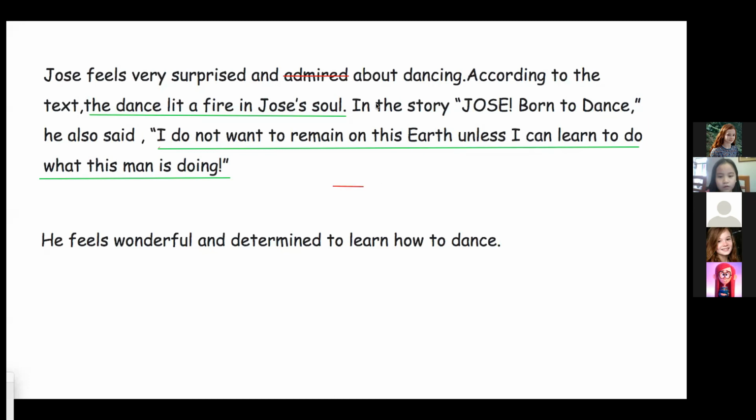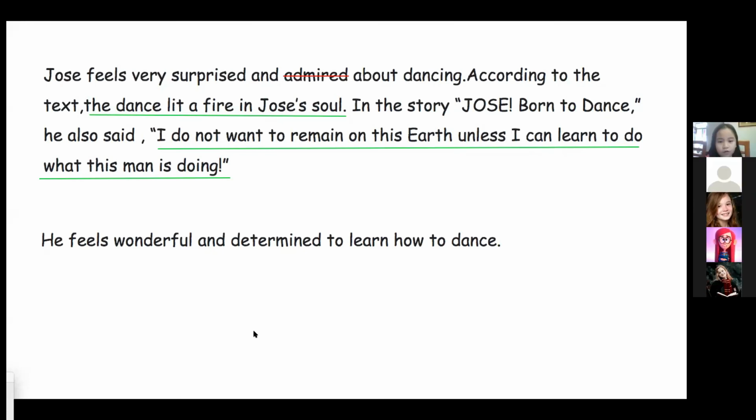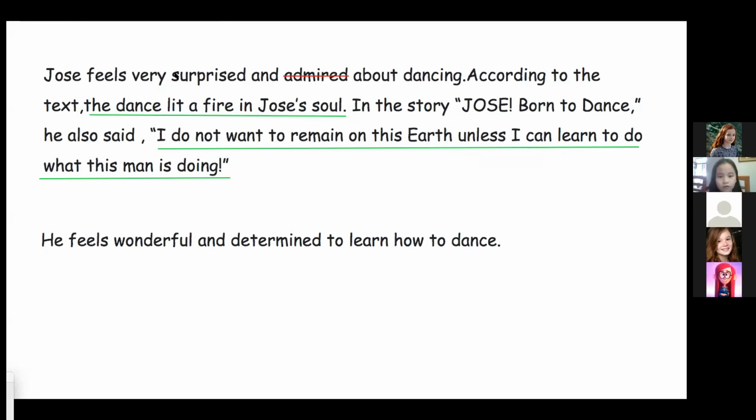When something lights a fire in your soul and you want to do something more than anything else in the world, how might you feel about that? Determined to do something. Determined. Okay, very good. Well, did Jose really feel surprised about dancing? Okay, so I think the feeling we're looking for is passionate. Jose feels very passionate about dancing, right?